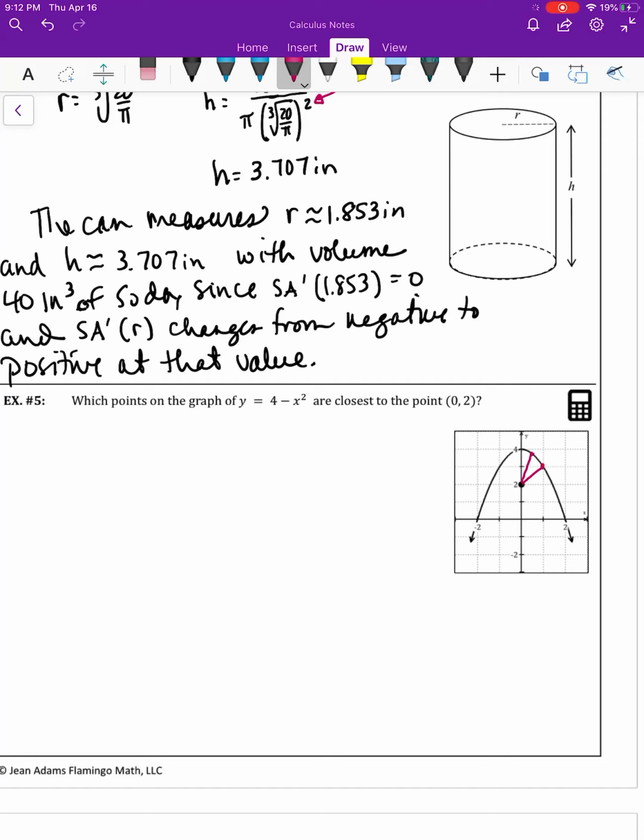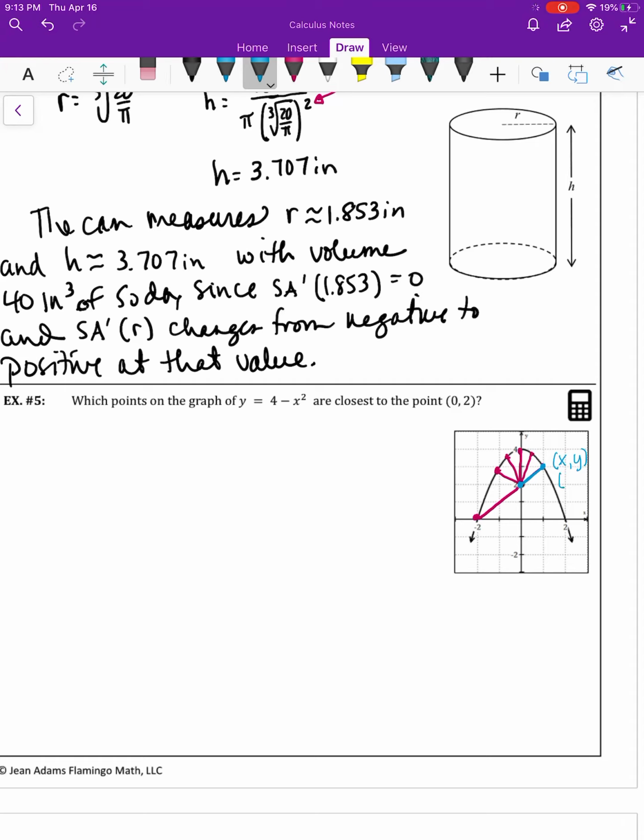Which points on the graph of y equals 4 minus x squared are closest to the point 0, 2? So what we want to be looking at is, is that the closest from the point to that function? Or is this one the closest? Or is this the closest? Or is this the closest? Like, you just don't know. Probably not something down here though, right? That's further. But it's probably up here somewhere.